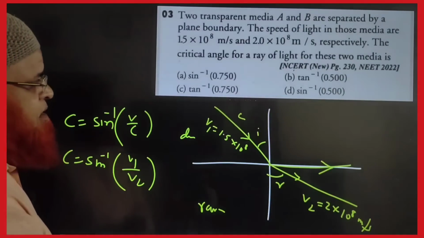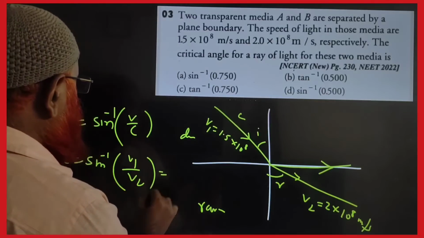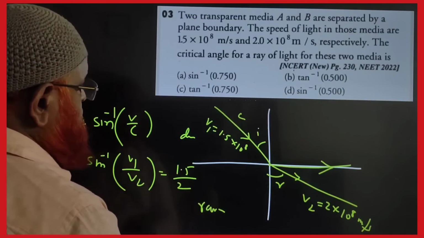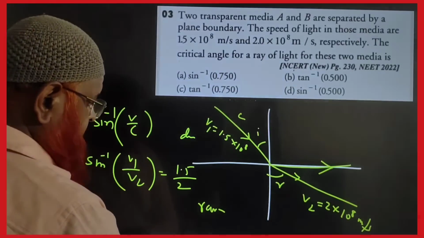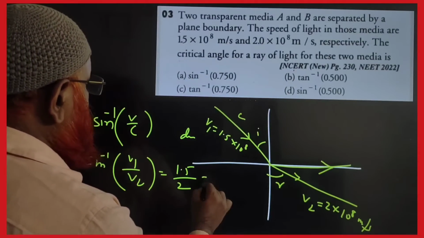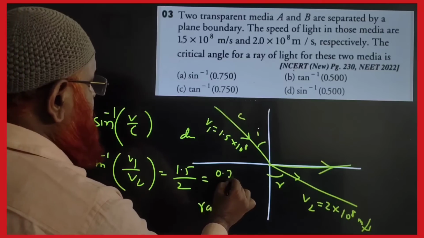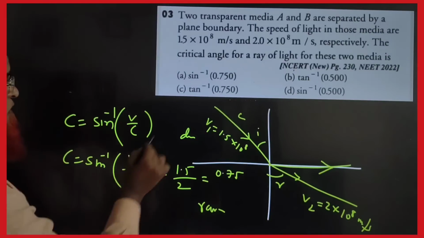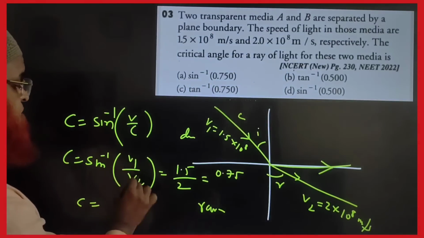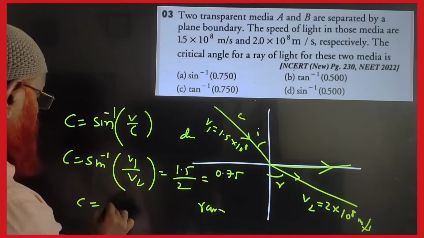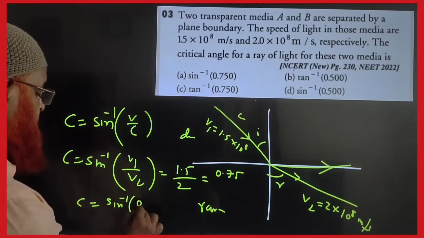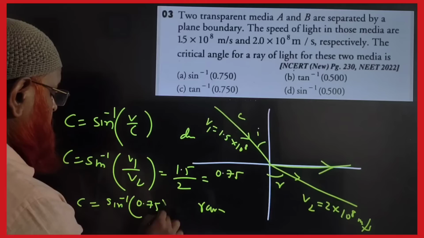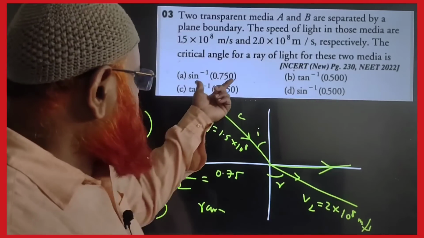Is it clear? So what am I going to get now? V1 means 1.5. V2 means 2. So from this, 50% of 1.5 is 0.75. Is it understood? So the answer is going to be how much? V1 by V2 is nothing but 0.75. So sine inverse of 0.75.